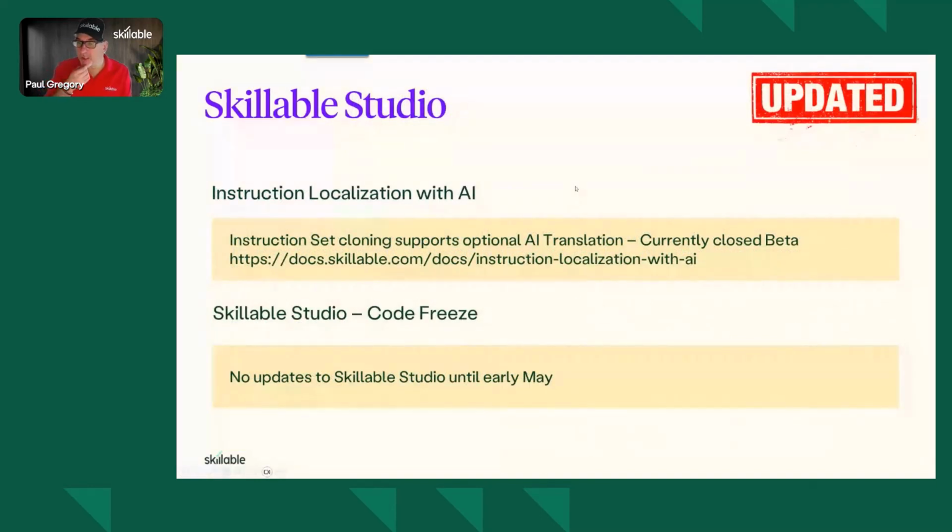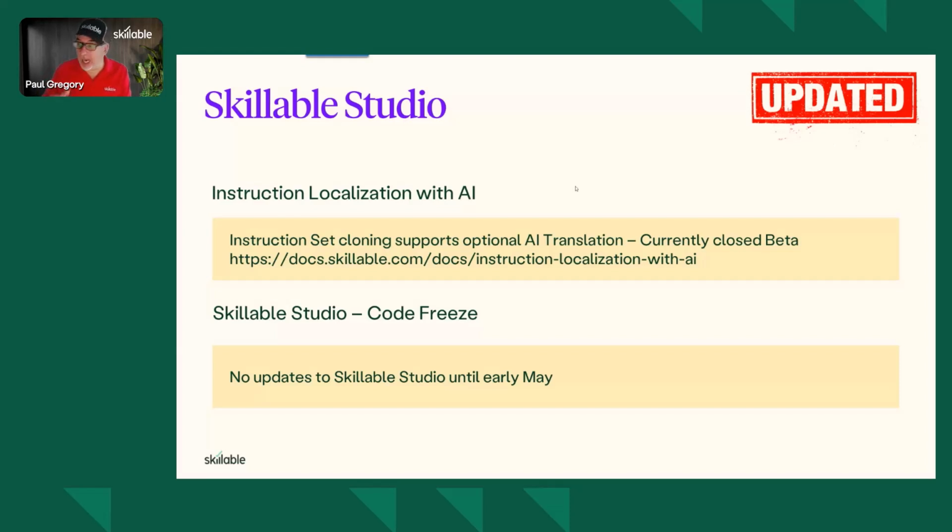The last thing is, first and foremost, to talk about instruction localization with artificial intelligence, or instruction translation with artificial intelligence. We've been talking about this for a little bit. We now have this technology in our platform. The idea is you can take an instruction set and clone it. Well, you've always been able to do that, but now you can ask the system to translate it into one of the languages we support as well.